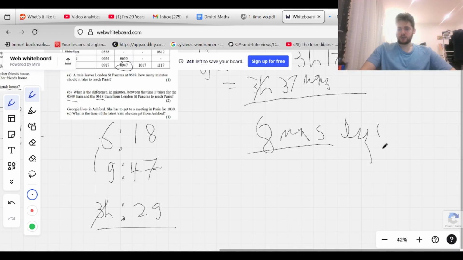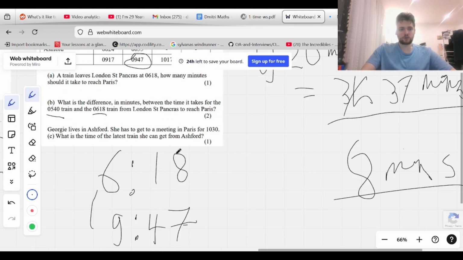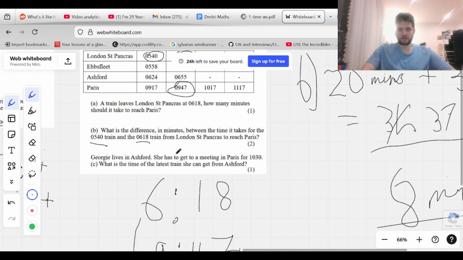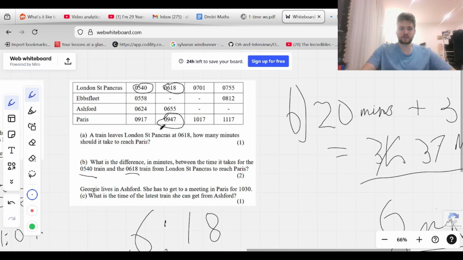And last question. Georgia lives in Ashford. She has to get to a meeting in Paris for 10:30. What is the time of the latest train she can get from Ashford? Well, first, we need to find out what is the latest train that she can get that arrives in Paris. Is it 9:17? Well, first, we look at the next one, 9:47. Okay, she can get the later one. So it's not the 5:40 one.